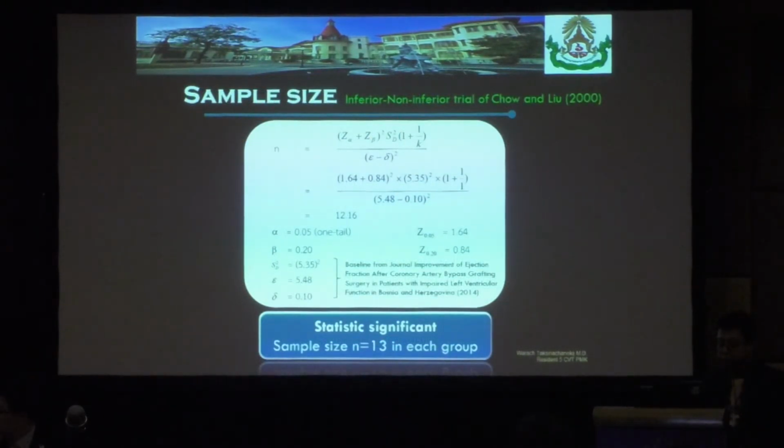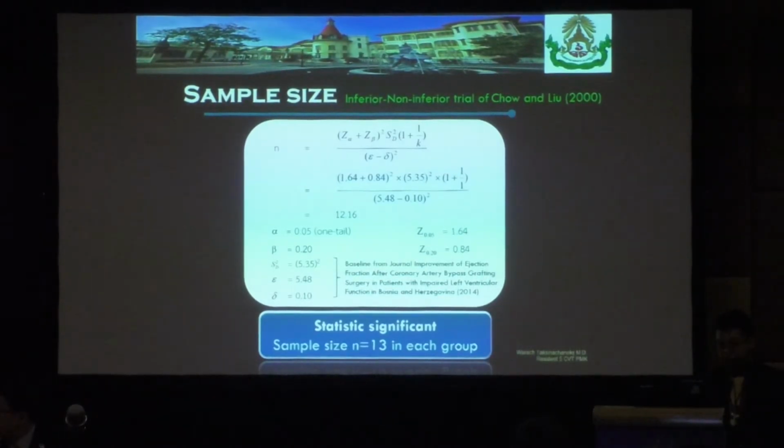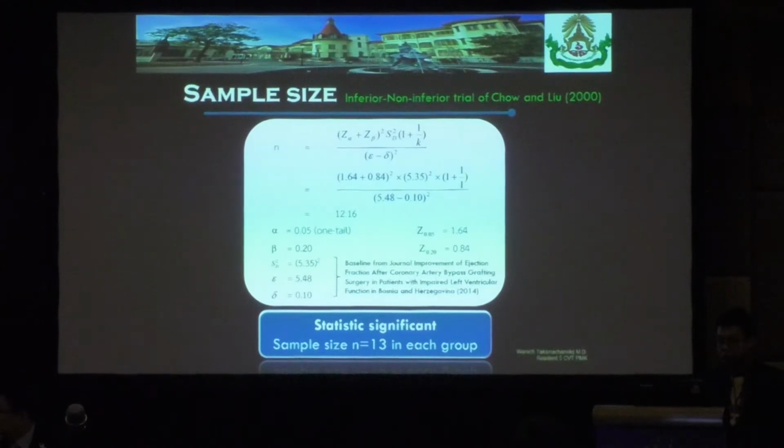Because my research had not been studied before, my sample size is calculated from a baseline journal on improvement of ejection fraction after only coronary artery bypass graft in patients with low ejection fraction in Bosnia and Herzegovina, and from the statistical formula for a non-inferiority trial of Chow and Shao. The statistically significant sample size is 13 in each group.